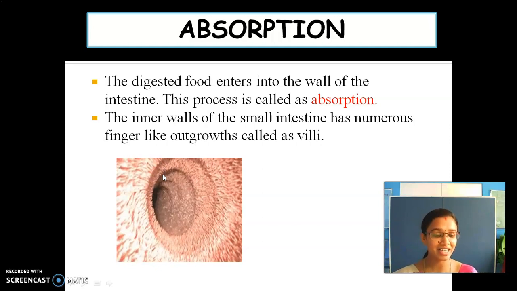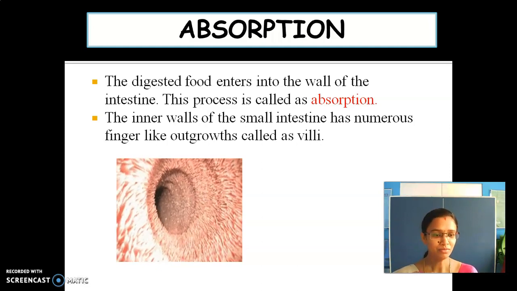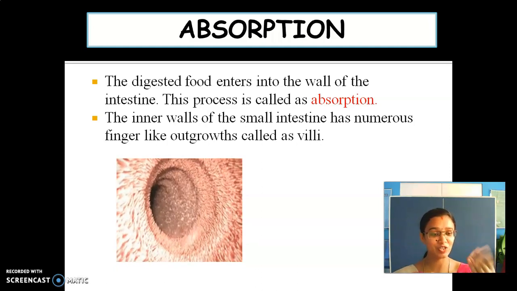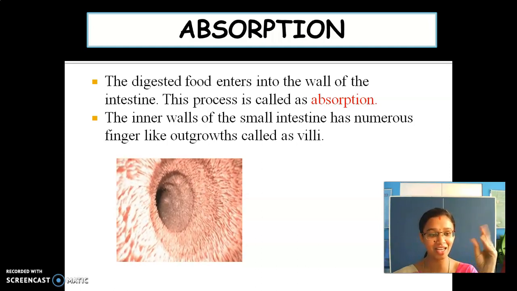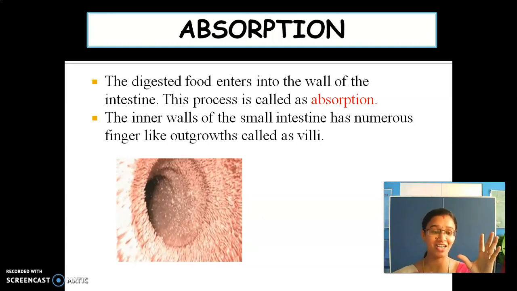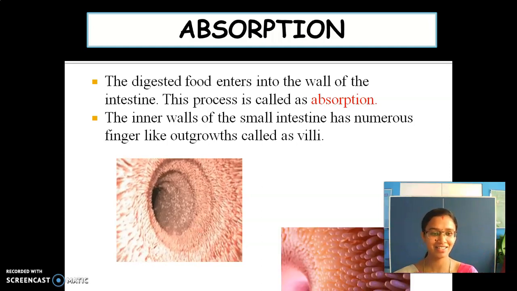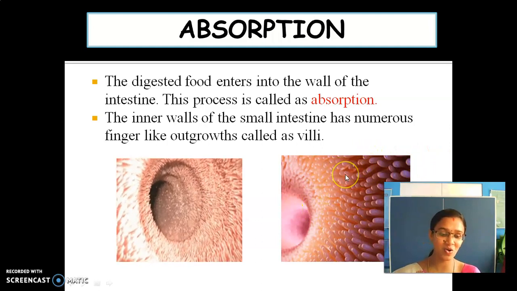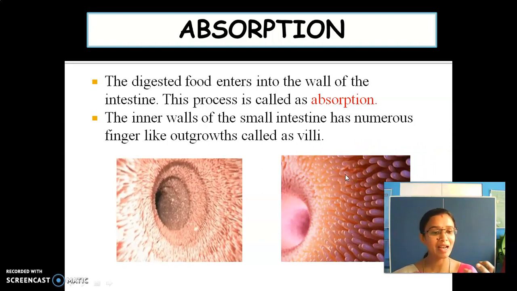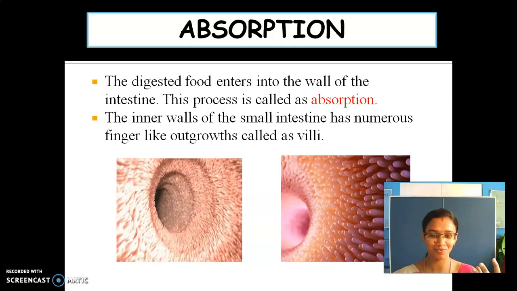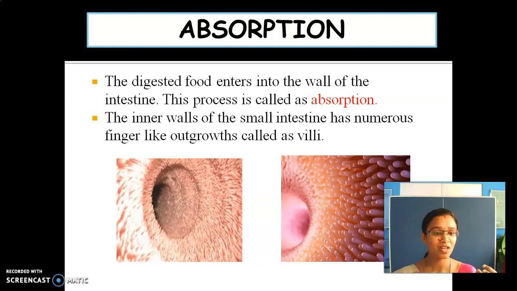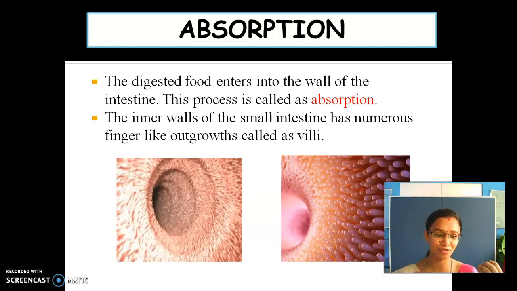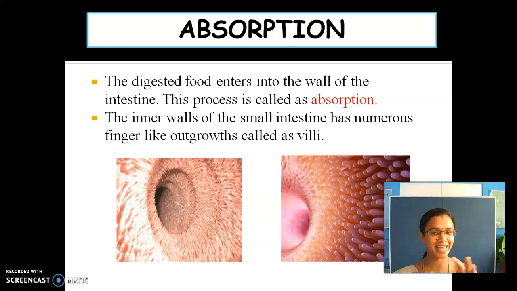So what is there inside that small intestine? Villi. This small intestine has numerous finger-like projections. What are those? Finger-like projections which are called villi. Yes. See here. There are numerous finger-like projections which are called villi. So they help to increase the absorption. They increase the surface area to absorb more food. Okay, more digested food. So the absorption process takes place here.